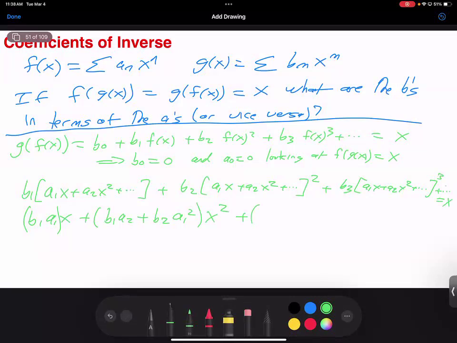What about the cube term? I'm clearly going to have a b1 a3. From the square factor, if I want to get a cube, I could have a1 times a2 or a2 times a1. So I think it's going to be plus 2 a1 a2 with a b2. Or for the next one, for the cubic term, I think I could have a b3 a1 cubed.